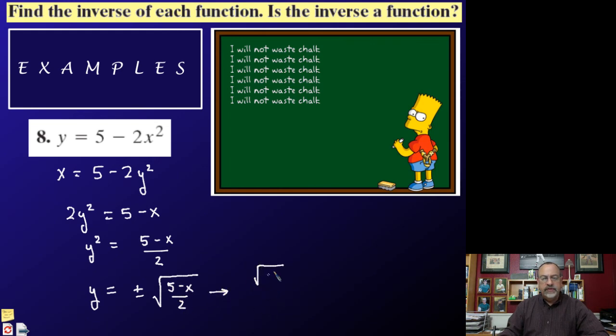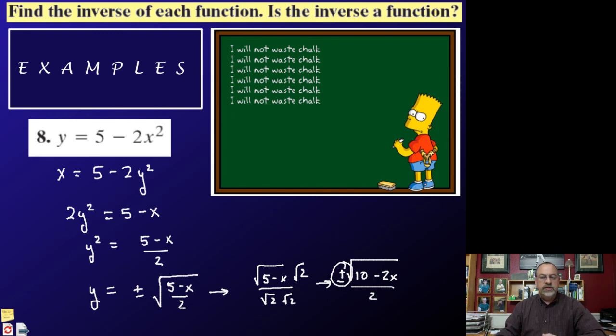So this is going to be the square root of 5 minus x over the square root of 2, multiplying the square root of 2 times both. So this is going to give me then plus or minus the square root of 10 minus 2x, and then over 2. Now, is this a function? Because there's a plus or minus, that means when I put in an x value, I'm going to get a positive y value and a negative y value. Therefore, because I'm producing two y values with each x value, this is not a function.